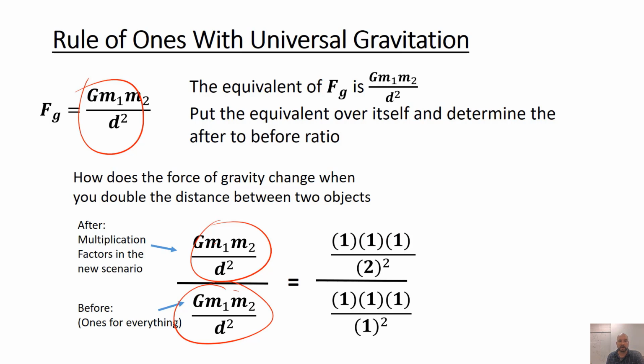They said nothing about M1 or M2. And when we're doing the rule of ones, G will always be 1. G is not going to change from that value from before. It's always going to be 1, not 6.67 times 10 to the negative 11th, unless you're using kilograms and newtons and different things like that. The only thing that changed here is we have to double the distance. So we double it, still keeping that squared, and 1/4 times would be the answer here.